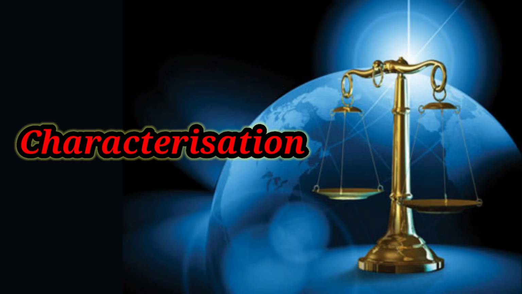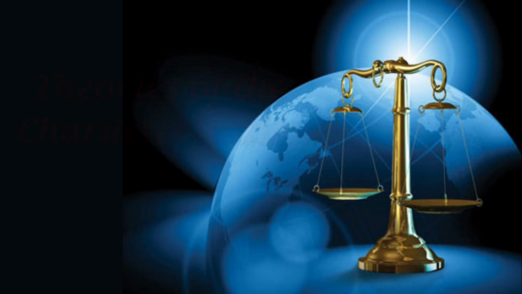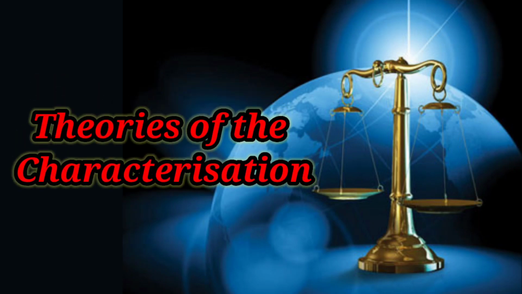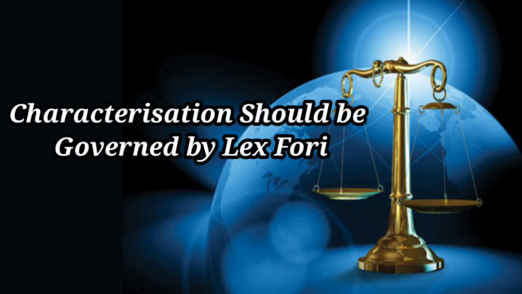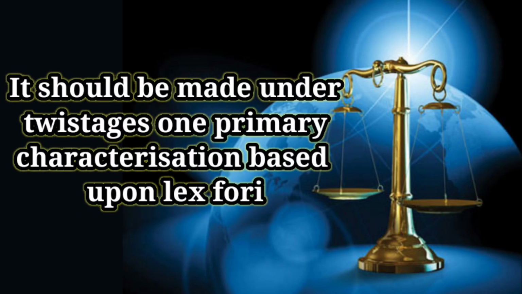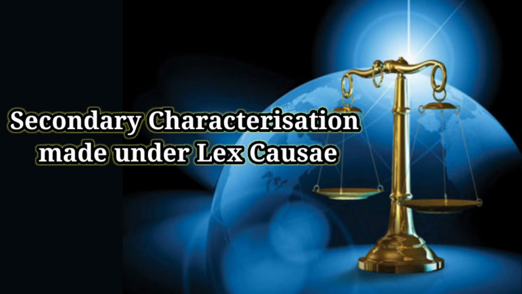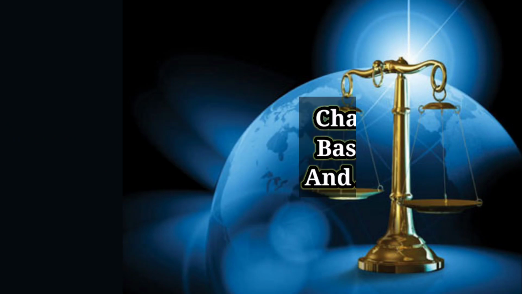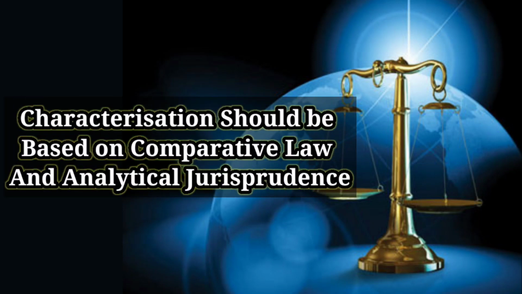Now viewers, I am going to the next page of that particular topic, that is theories of characterization. Actually, there are four theories to explain the concept of characterization. Number one, characterization should be governed by lex fori. Number two, characterization should be made under lex causa. Number three, it should be made in two stages: one, primary characterization based upon lex fori, and two, secondary characterization made under lex causa. Number four, characterization should be based on comparative law and analytical jurisprudence.